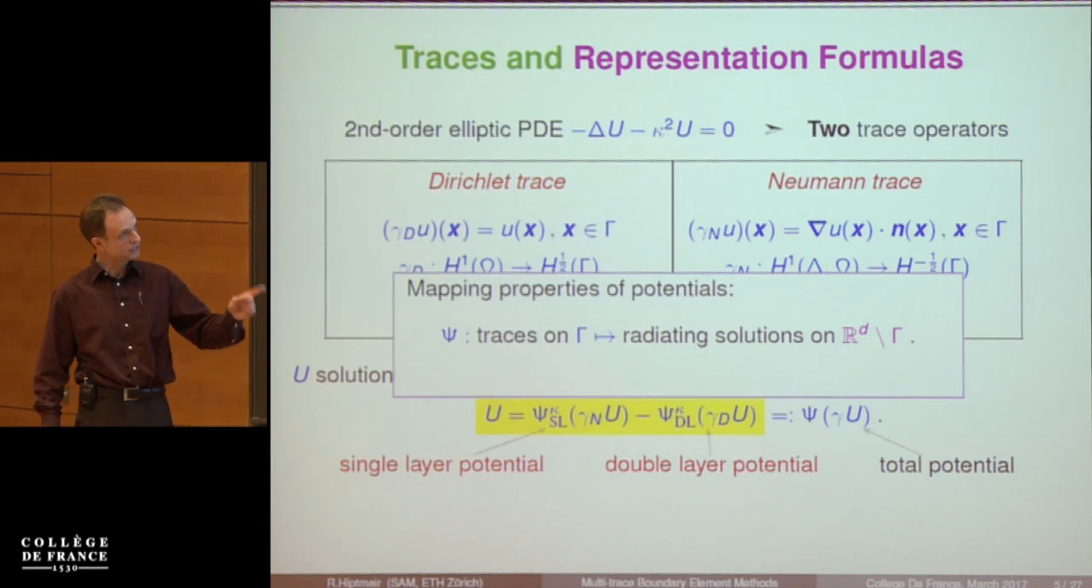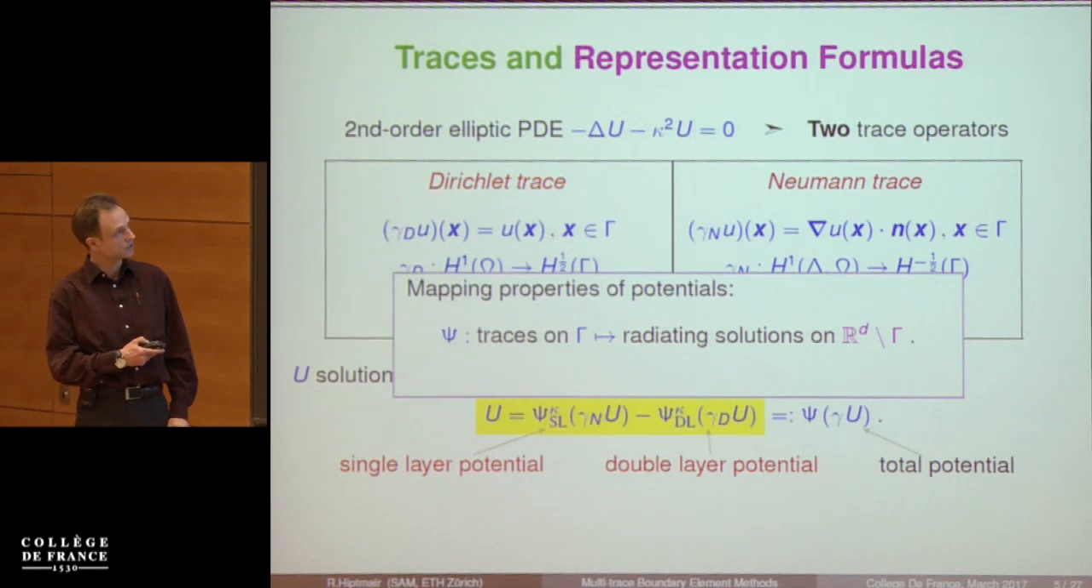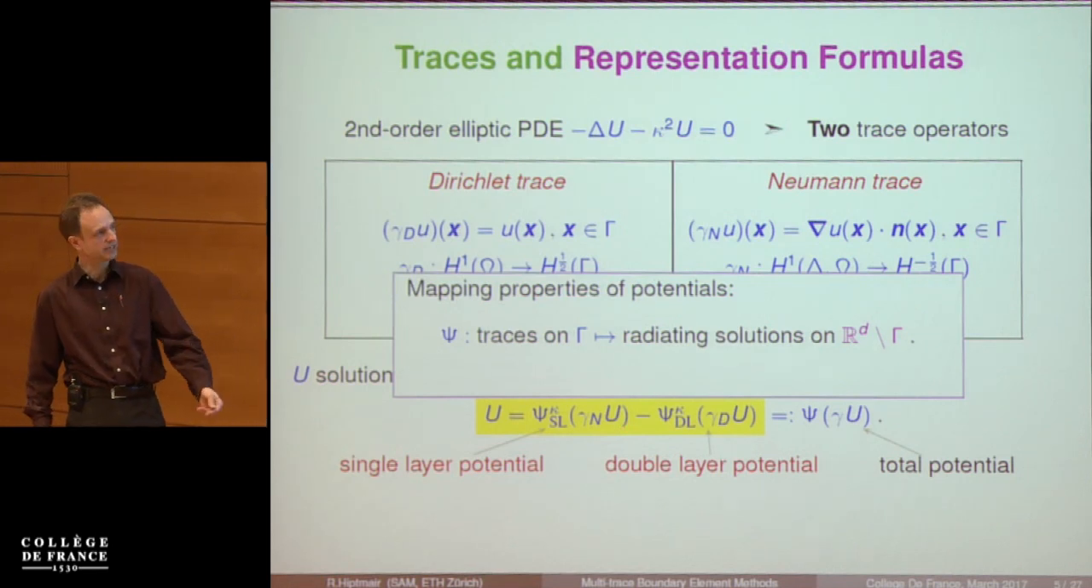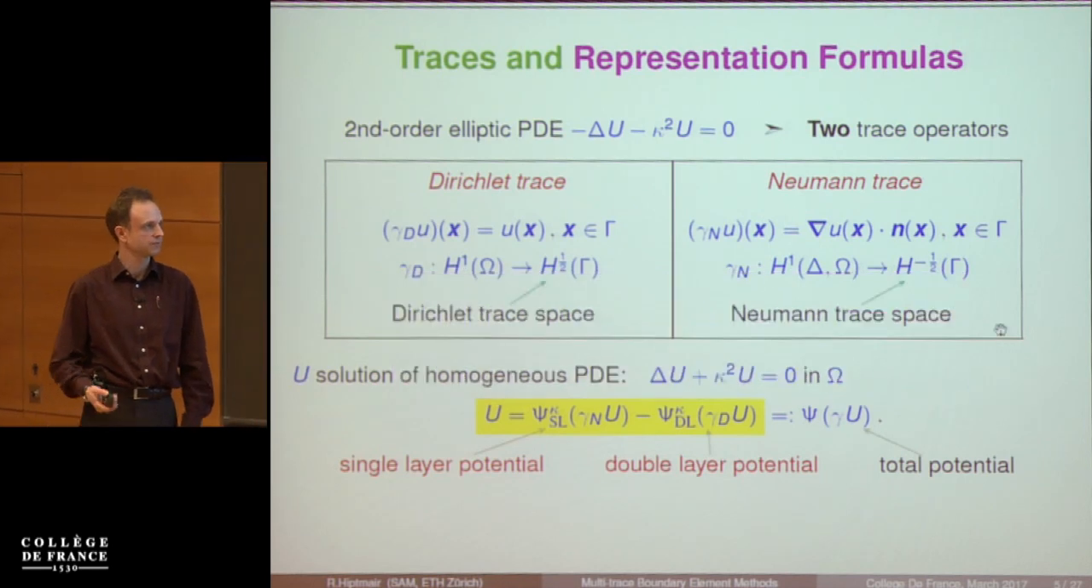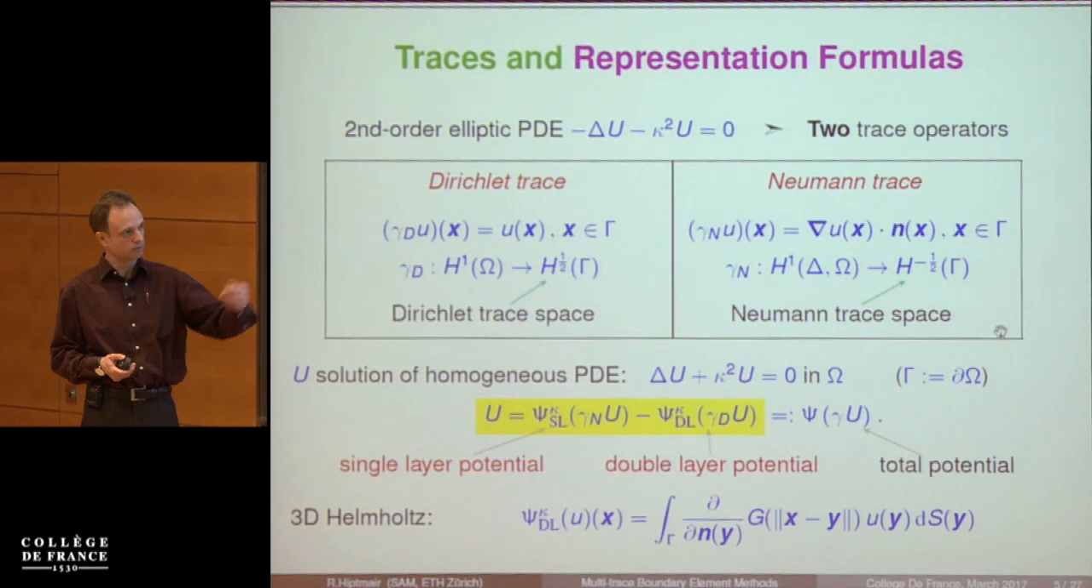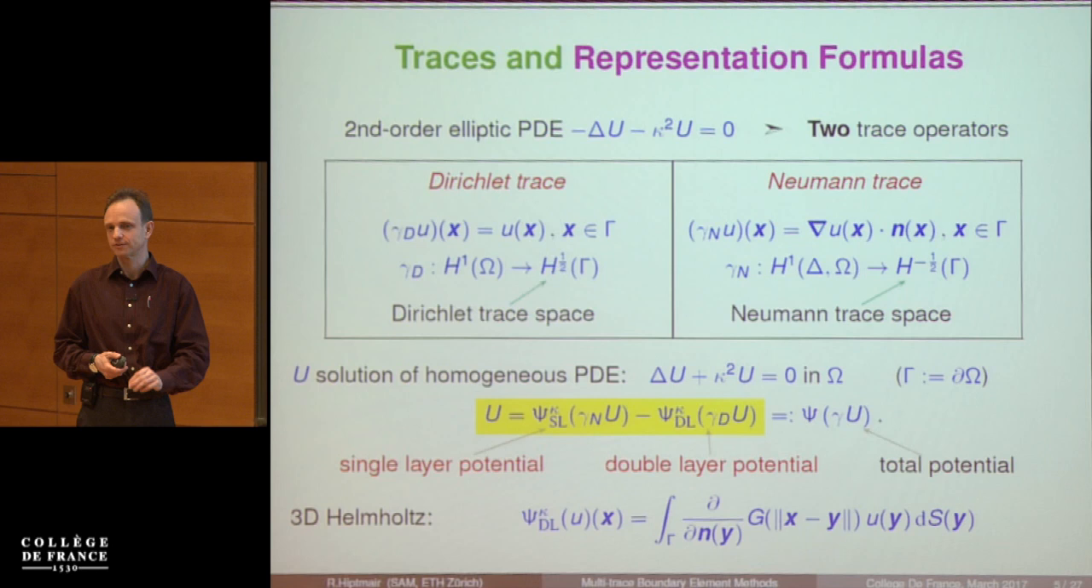And now the representation formula tells us that when you plug in the traces of a solution of the homogeneous PDE, so let U be a solution of the homogeneous PDE, then you recover exactly that solution in the volume. You have a representation through potentials. This is why it's called the representation formula. Potentials have representations as integral operators like this one, but we will never need this for the remainder of my talk.